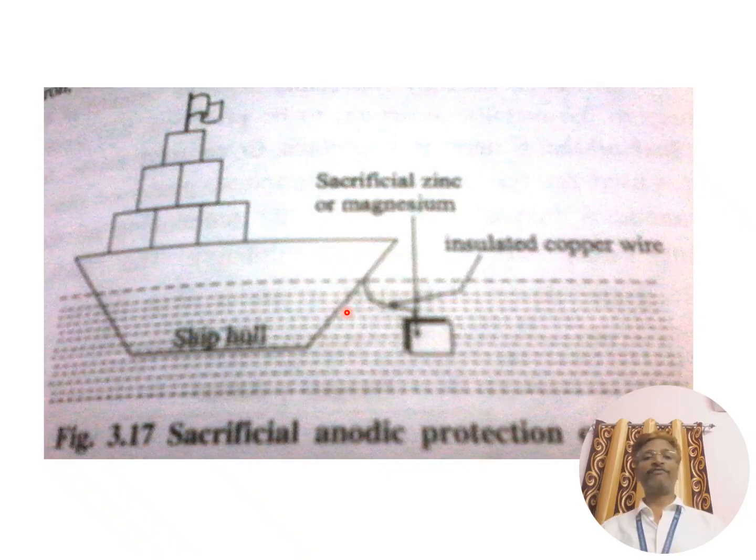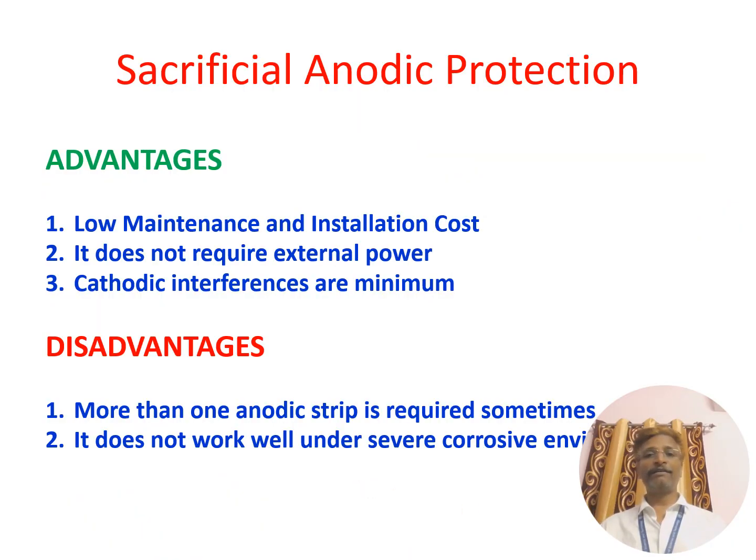So this kind of technique is said to be the sacrificial anodic protection method. Okay, right. Now let us see the next two. Same thing. What are the advantages and disadvantages? I have already explained. Once again, go through: low maintenance and installation cost, because it is very simple.